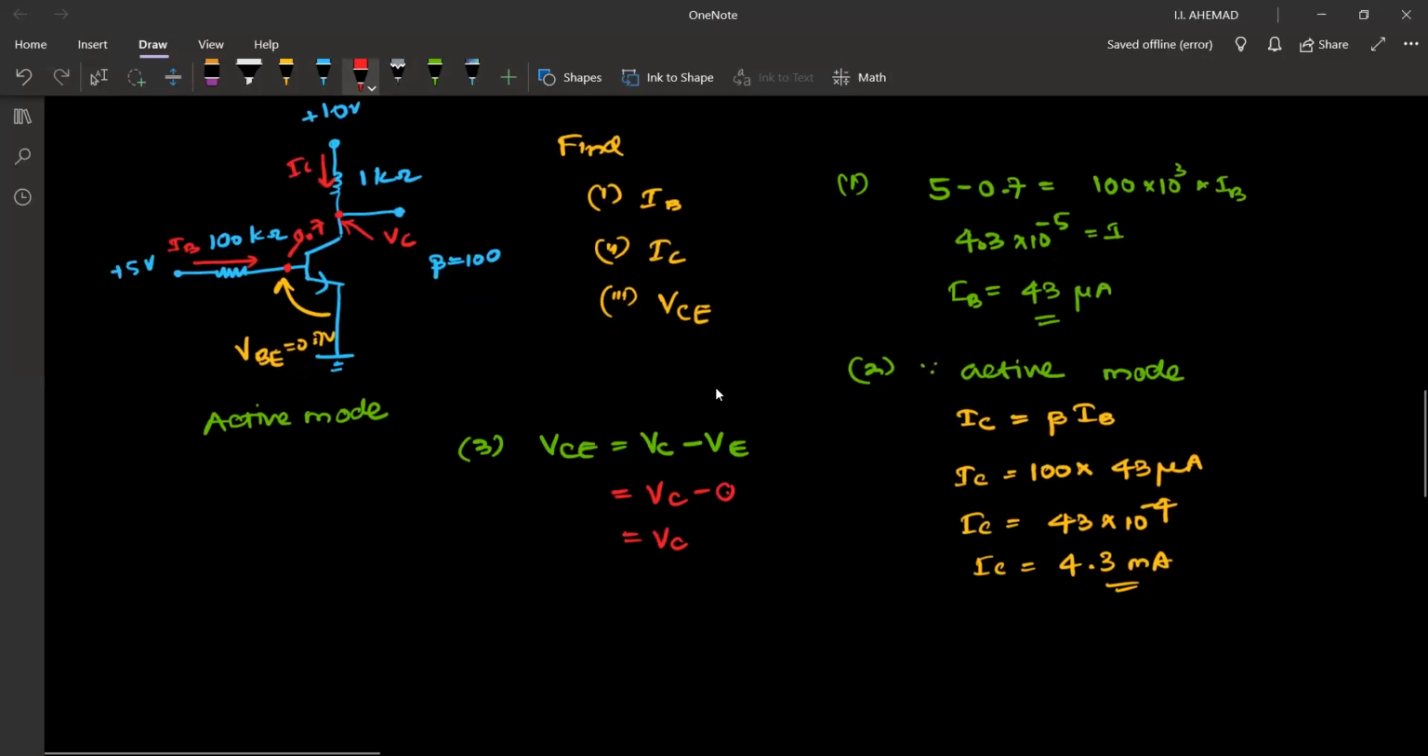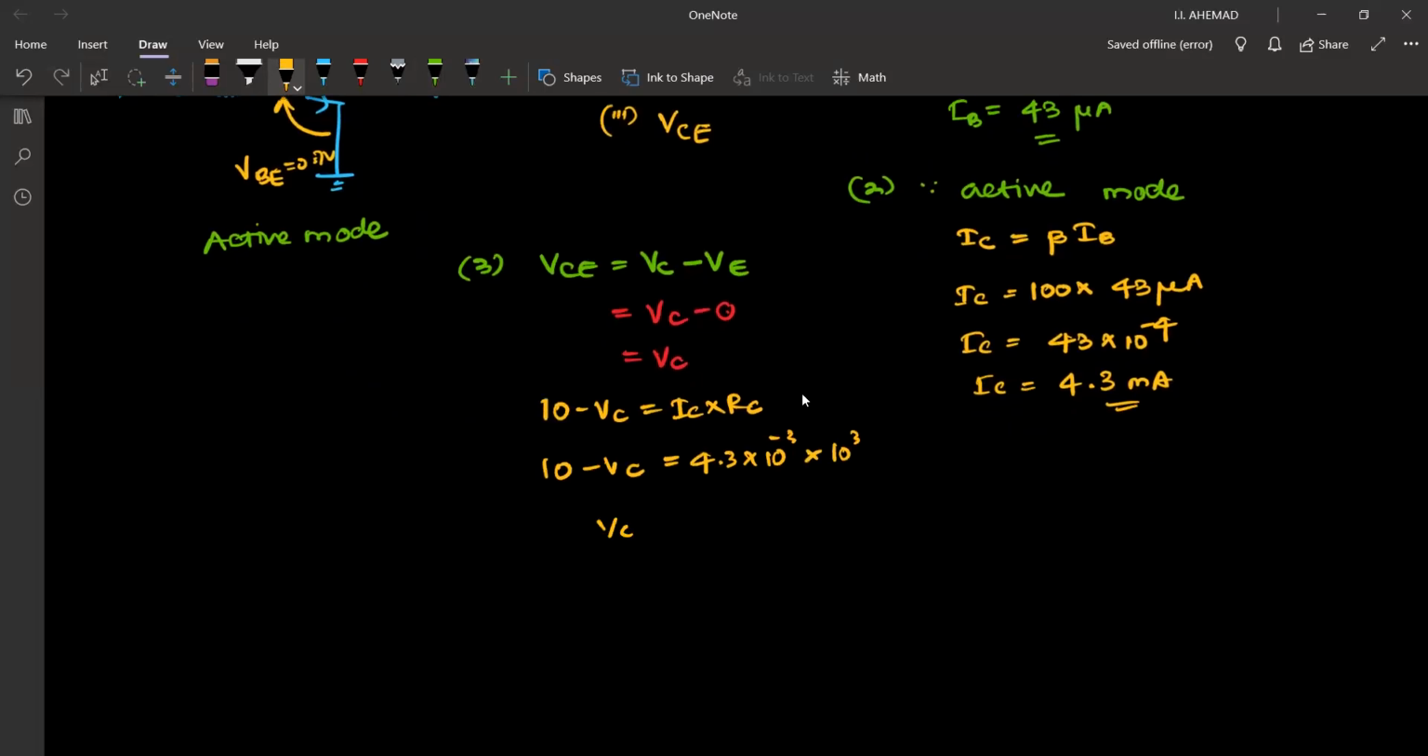But I know that 10 minus VC is equal to IC into RC. So 10 minus VC is equal to, what is IC? That is 4.3 milliampere, 4.3 into 10 to the power minus 3. RC is 1 kilo ohm, therefore 10 to the power 3. Then VC is equal to 10 minus 4.3, therefore this is equal to 5.7. Got the idea?